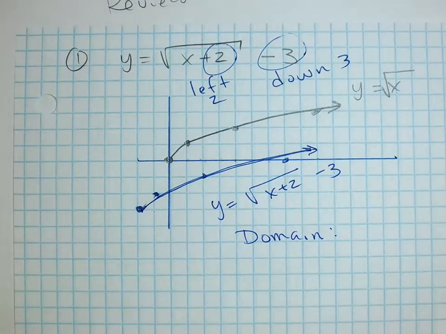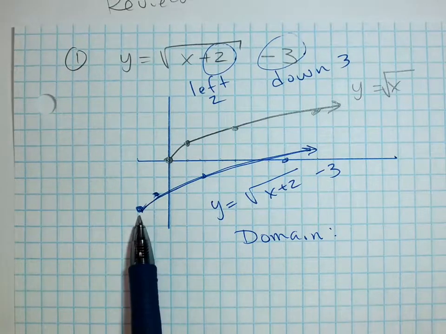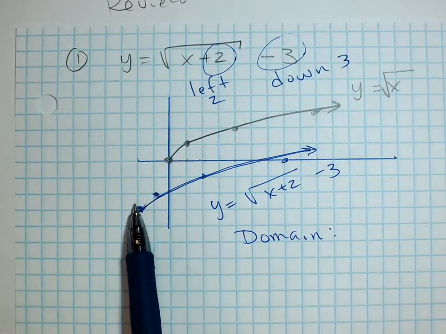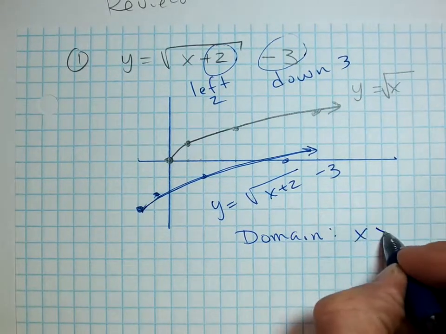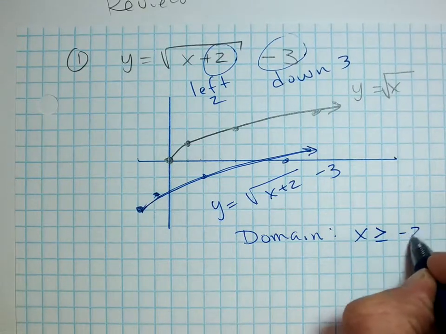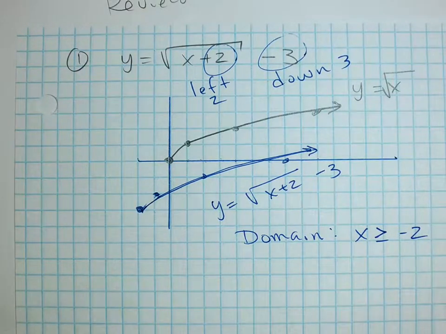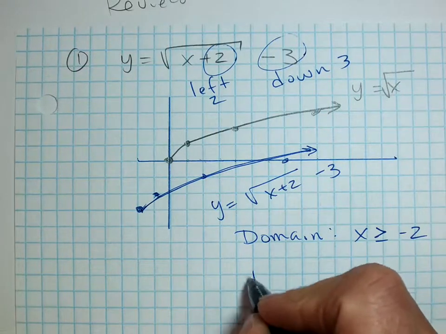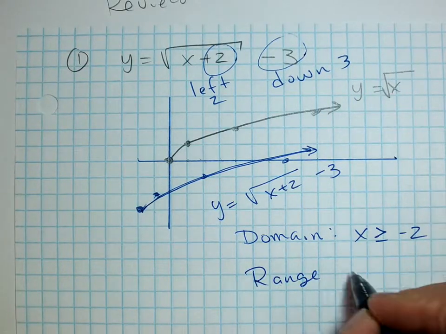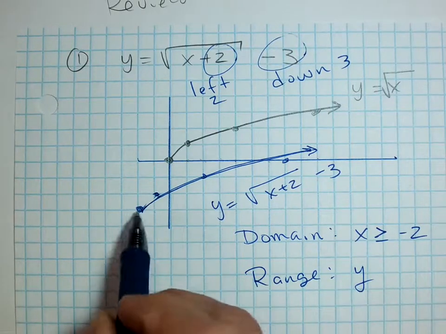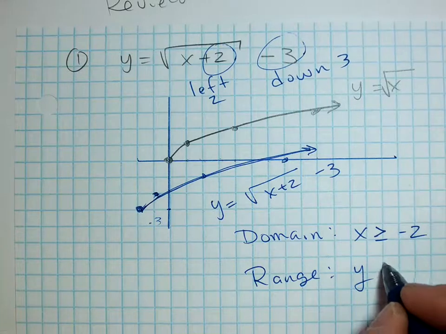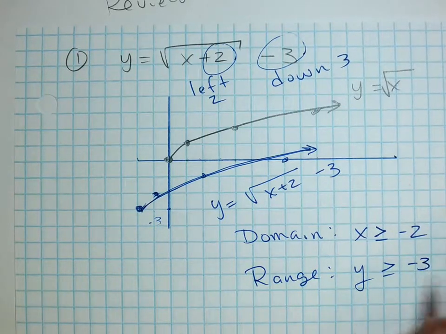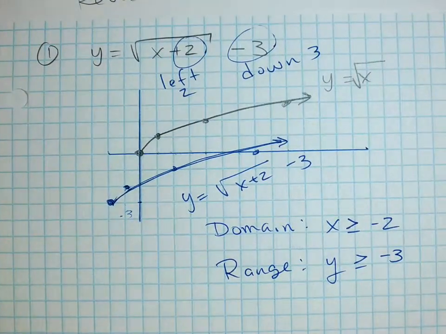So, domain. Domain deals with the x values, right? So this graph starts at -2 for its x value, right? And then moves forward, right? It doesn't have anything behind it, so the domain is just simply x is greater than or equal to -2, okay? The range is all possible y values. It starts at a height of -3 and goes up. So it's just y is greater than or equal to -3. There's my domain and my range for that graph.